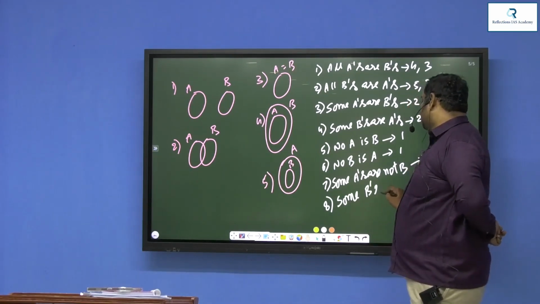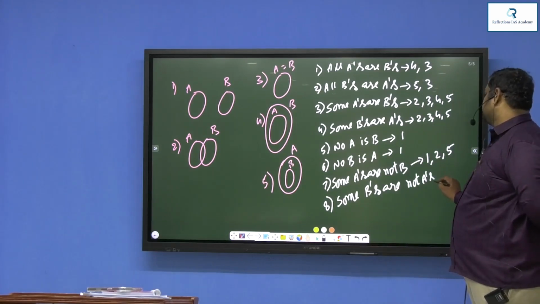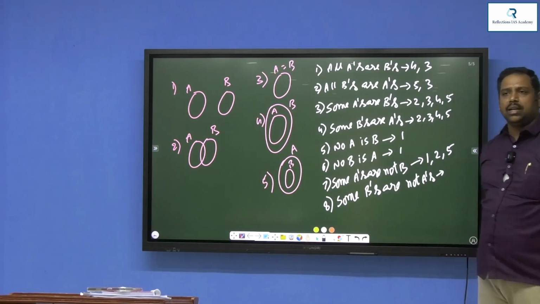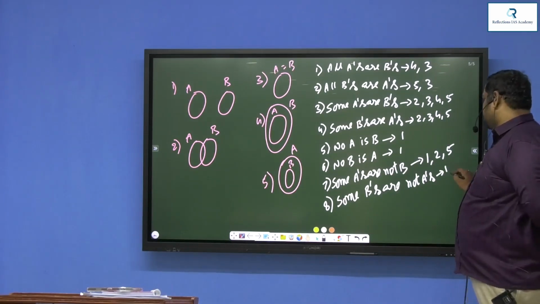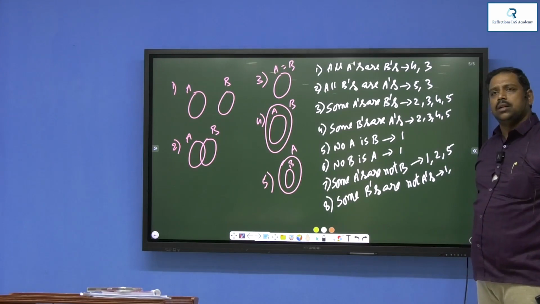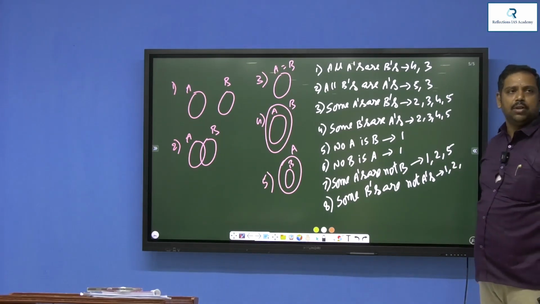Eighth one. Some B's are not A's. What's the basic diagram? First one. What are the other possibilities? Definitely 2 is a possibility. What about any other? Fourth one is a possibility.